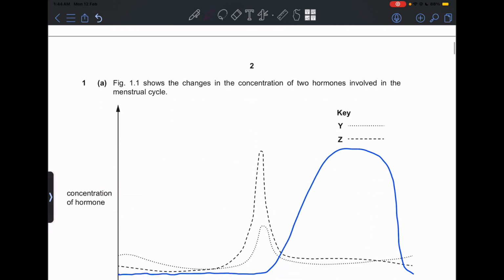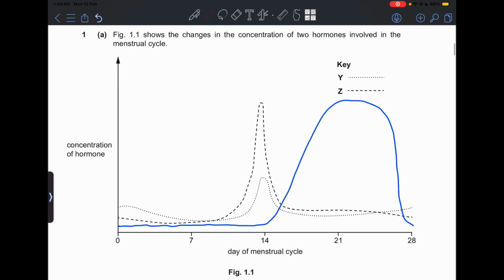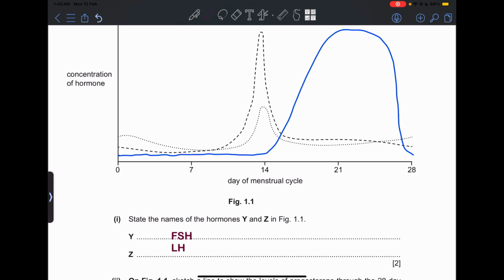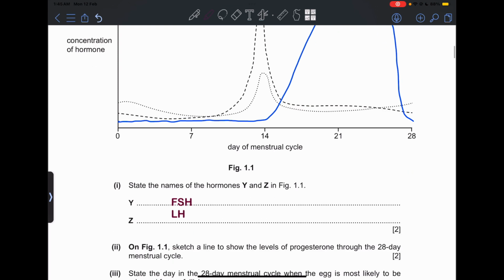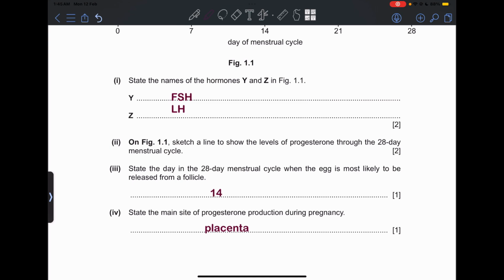So question number 1 says figure 1.1 shows the changes in the concentration of two hormones involved in the menstrual cycle. State the names of hormones Y and Z in figure 1.1. Y is actually the FSH, and the LH is actually Z. In figure 1.1, sketch a line to show the levels of progesterone through the 28-day menstrual cycle.